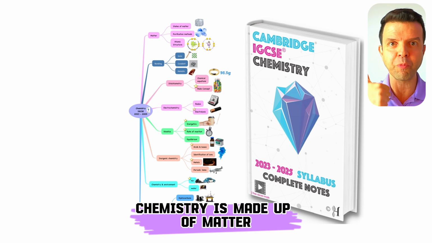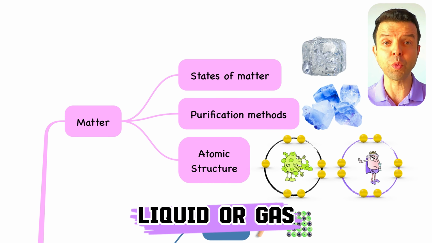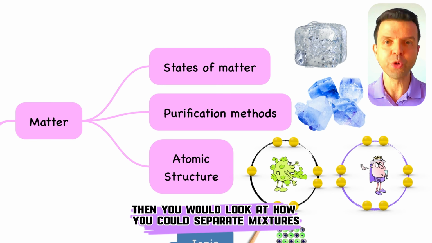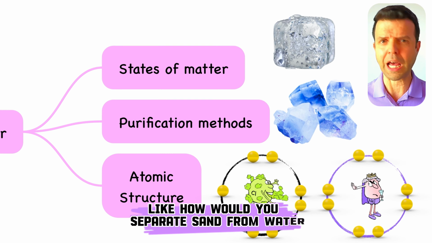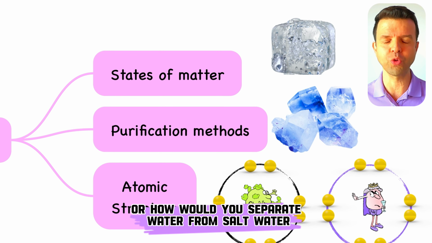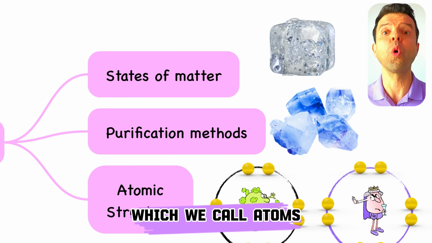Chemistry is made up of matter. Matter is all substances around you. It could be solid, liquid or gas. This is states of matter. Then you would look at how you could separate mixtures, like how would you separate sand from water, or how would you separate water from salt water and so on. And then you would look at the building blocks of matter, which we call atoms.